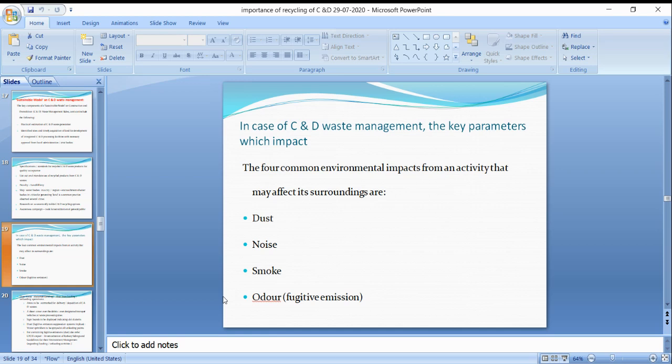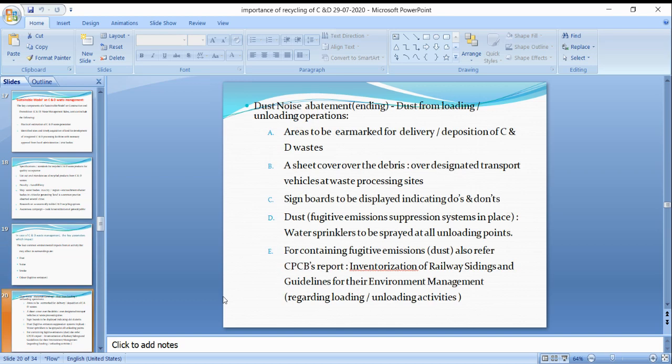In the case of construction and demolition waste, CND waste management, the key parameters which have impact are four common things: dust, noise, smoke, and odor. These are the things which are going to affect the surroundings or the environment. Dust will pollute, because at the crushing stage you are recycling or reusing the materials, which means you are crushing them. At the same time it will create noise also. If the machine creates smoke too, there will be different impacts like that.